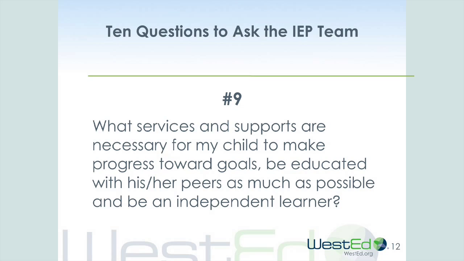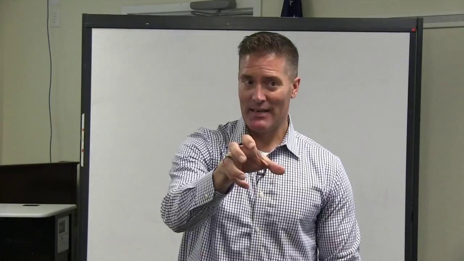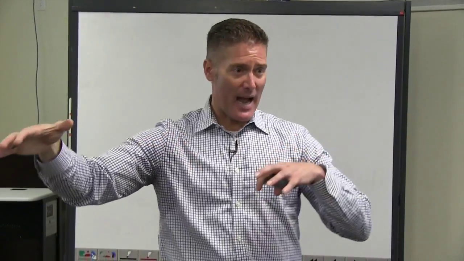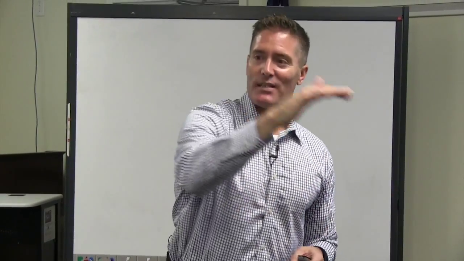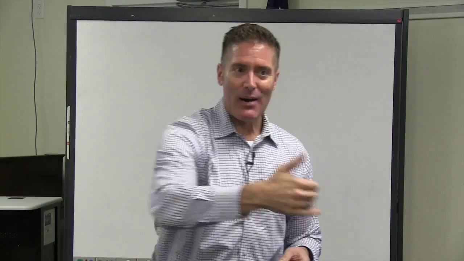What services and supports are necessary for my child to make progress toward goals? Be educated with his or her peers as much as possible and be an independent learner. So what supports are necessary, and how are we looking at pulling back so we're creating independence? That's your context there. What does the child currently need? How are we going to pull them back?